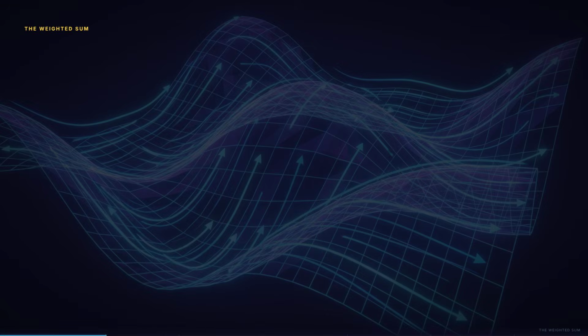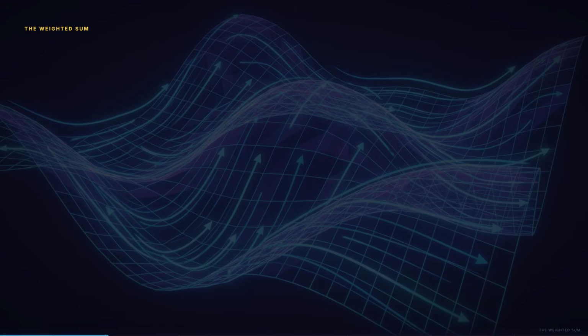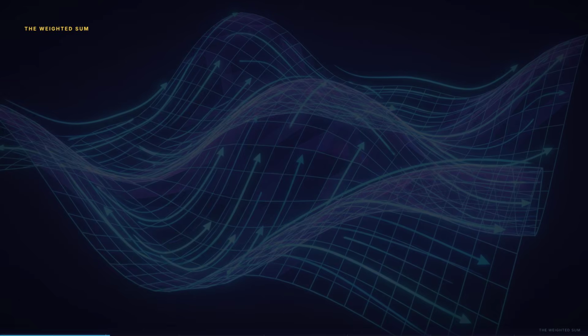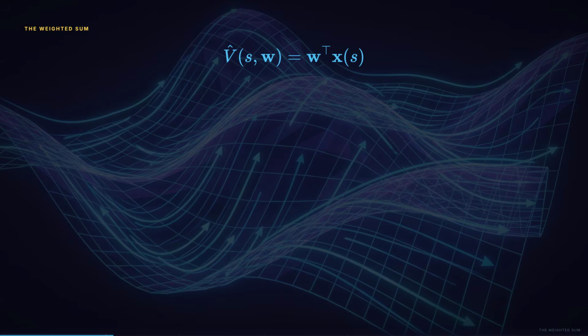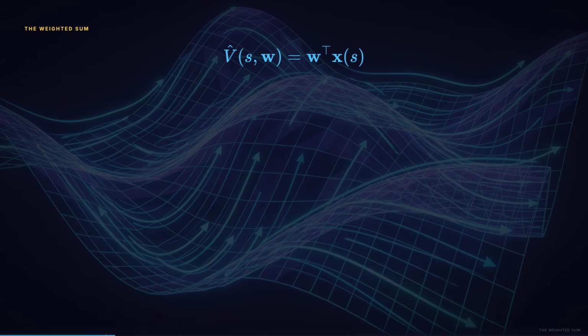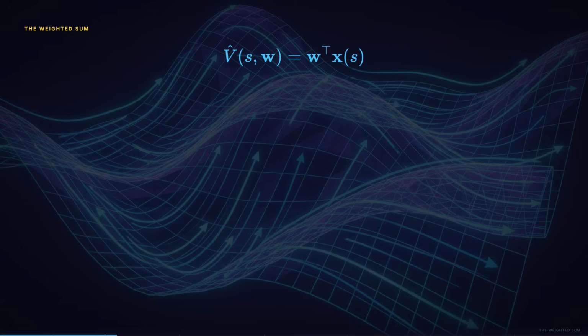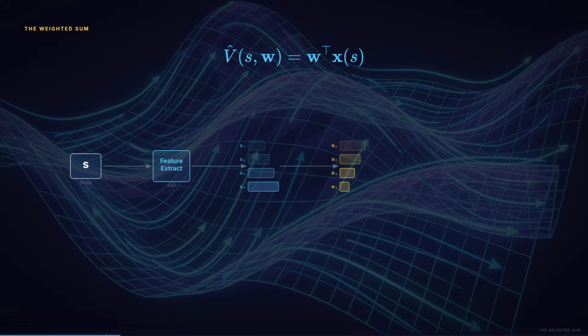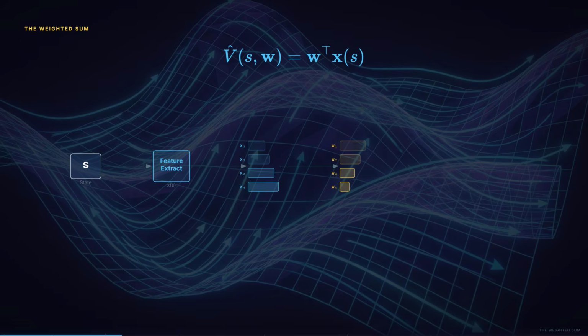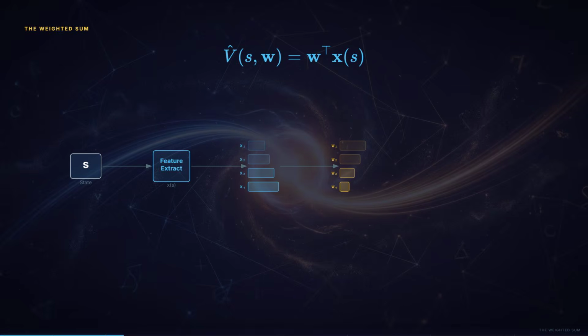Here's the fundamental idea. Instead of a table with one entry per state, we define a function. V hat of S, W equals W transposed times X of S. 3 pieces. X of S is a feature vector that describes the state. W is a weight vector that the agent learns. And the dot product gives the value estimate.